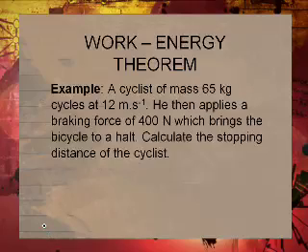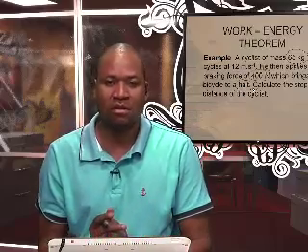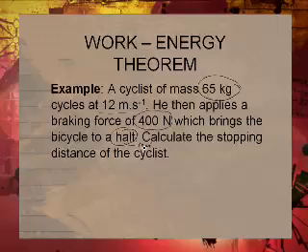Okay, let's look at this example here. A cyclist of mass 65 kilograms cycles at 20 meters per second. He then applies a braking force of 400 newtons, which brings the bicycle to a halt. In other words, to rest, to stop. Calculate the stopping distance of the cyclist. And in this case, let's assume that there is no force of friction here. All right.